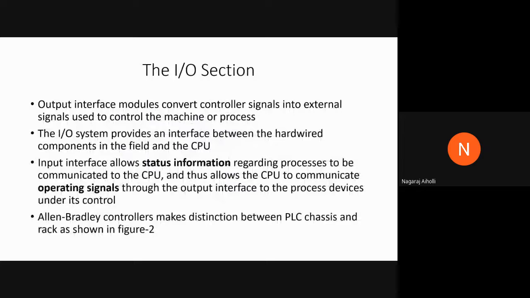The output section controls the output modules or the output field devices. The status information about the input devices and the output devices is collected by the processor, or the CPU, and stored in the memory. Based on the status of the input, it provides the output. Allen Bradley controllers we are seeing in the next figure.